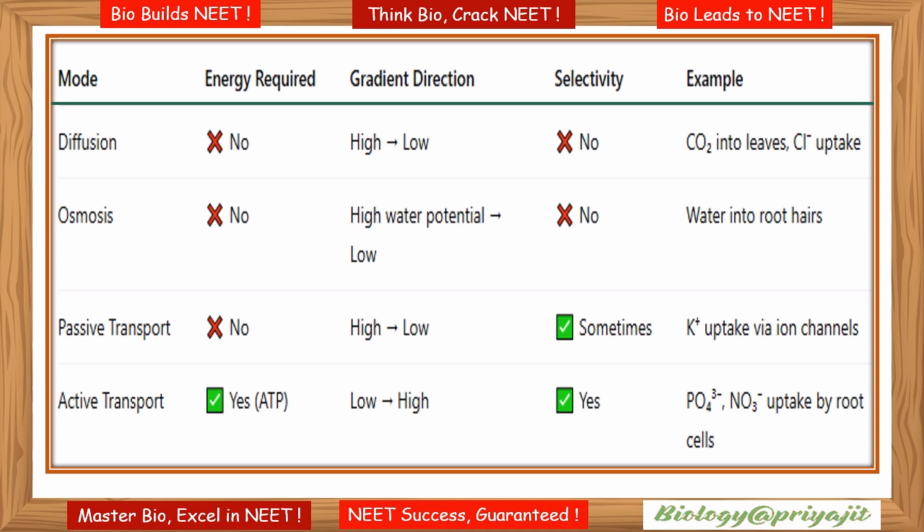Active transport requires ATP or energy. Here the gradient direction is low to high and its selectivity is yes. So the example is phosphate and nitrate uptake by root cells.